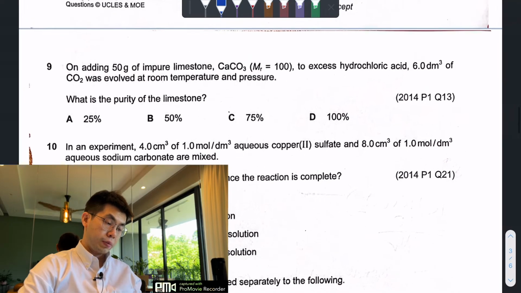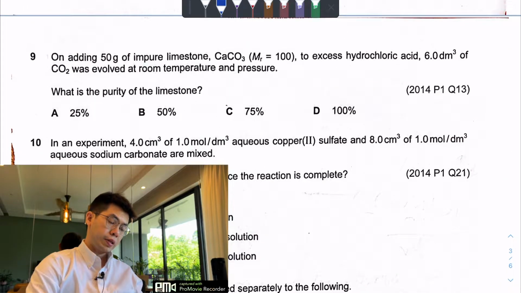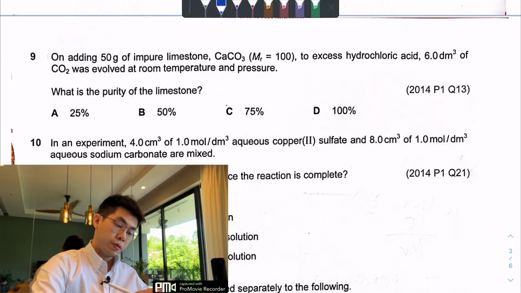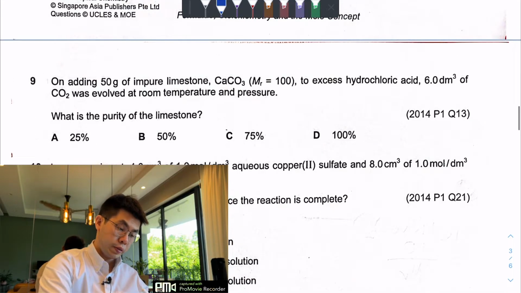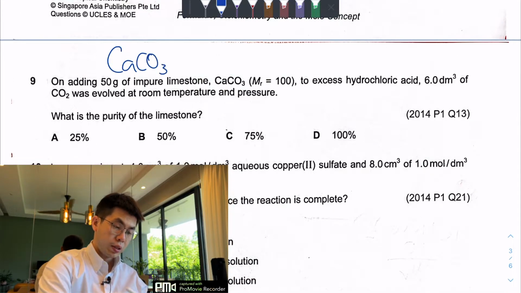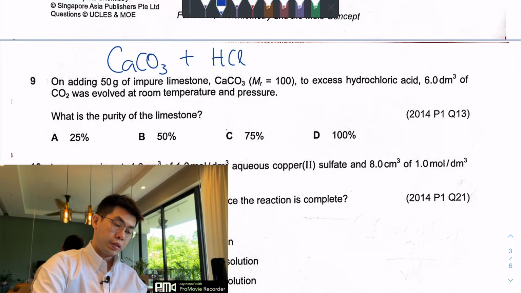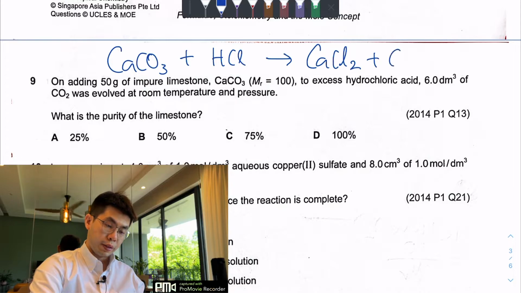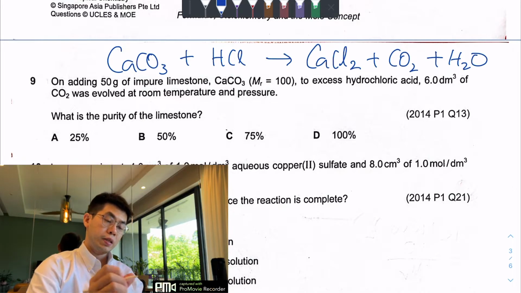Okay, let's look at question number 9. Question number 9 is, I have 50 grams of calcium carbonate and I have hydrochloric acid. So let me write the equation down. You realize we need to write a lot of equations with hydrochloric acid, which is HCl, and this will form calcium chloride. This is what we learned in lower sec. And then we'll form carbon dioxide and we'll also form water. Carbonate plus acid gives me salt, carbon dioxide and water.